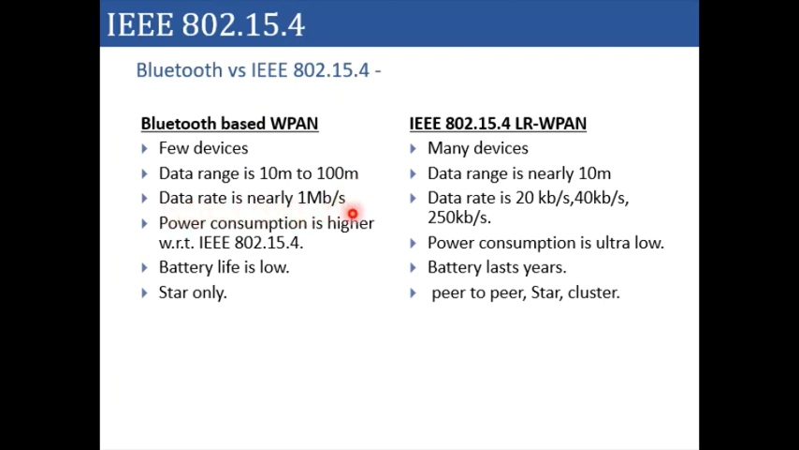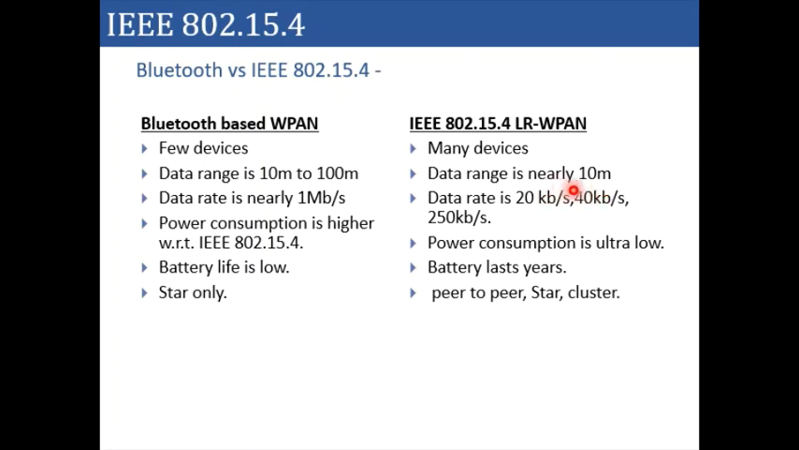Data rate is nearly 1 Mbps in case of Bluetooth, and power consumption in Bluetooth is higher when you compare with IEEE 802.15.4 based network. Battery life is low because the power consumption is higher, and the topology which Bluetooth supports is the star topology only. When you compare with 802.15.4, this can contain many devices because in addition to star, it can provide peer-to-peer as well as clustering topology. So many devices can be connected.